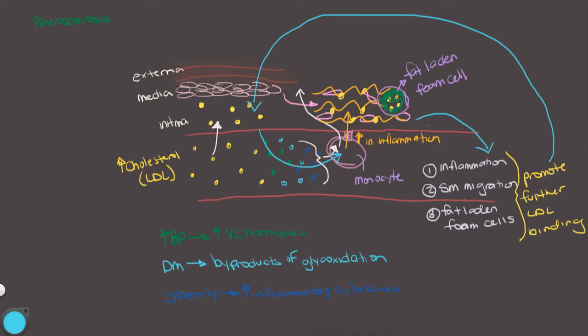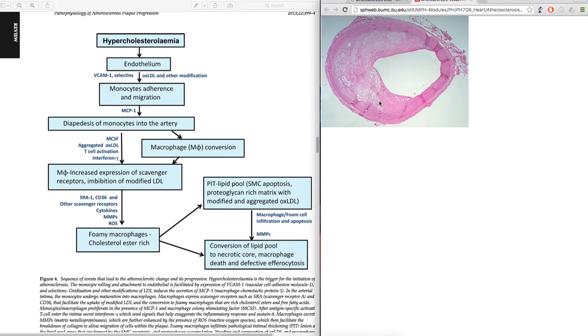Like we talked about before, this also stimulates further LDL binding. So it stimulates more cholesterol to make its way into this area where we now have inflammation, smooth muscle cell migration, and the presence of these fat-laden foam cells. It's going to cause this process to be cyclic and to occur again until we start building up a large plaque. And as we go from there, we start to see some cell death, some necrosis, and we start to have the formation of a plaque.